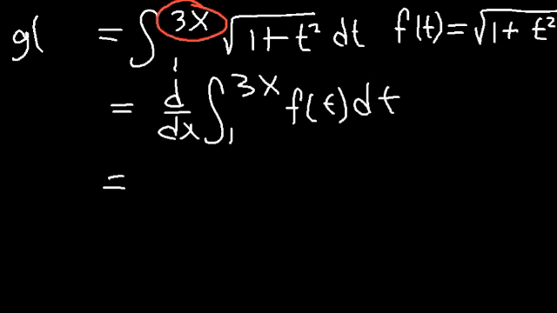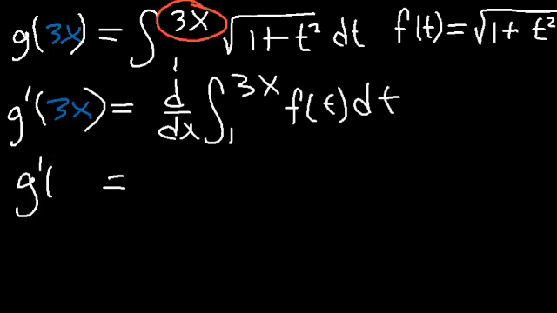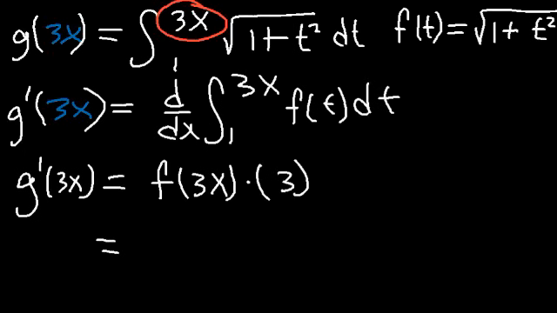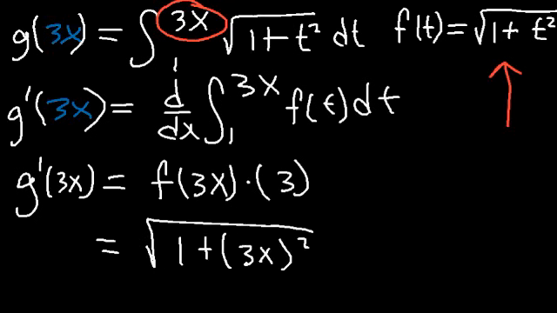So this is going to be g of 3x. So looking for g prime of 3x. So g prime of 3x is f of 3x times the derivative of the inside, which is 3. And since f of t is the square root of 1 plus t squared, f of 3x is going to be the square root of 1 plus 3x squared, times 3. And so this is the final answer.